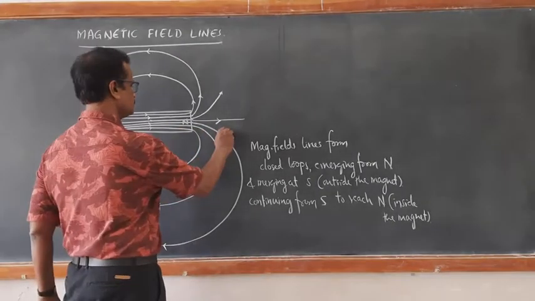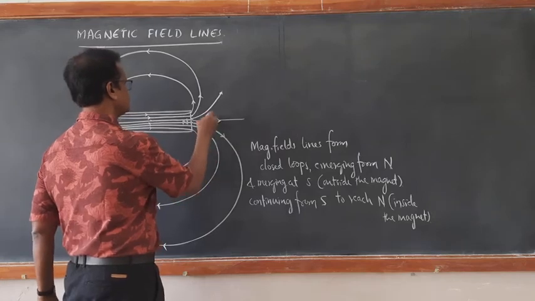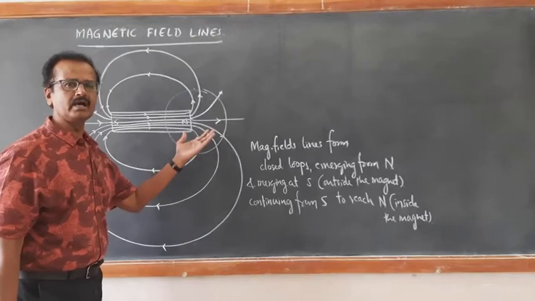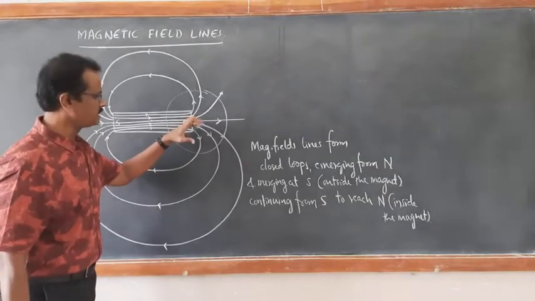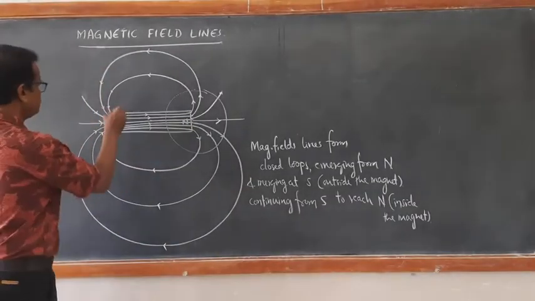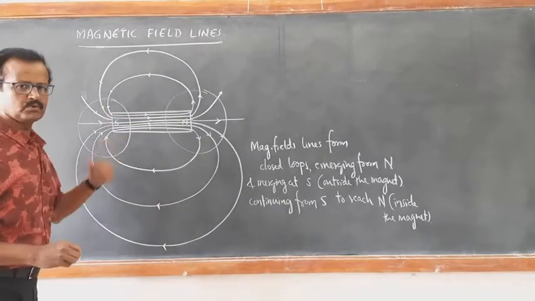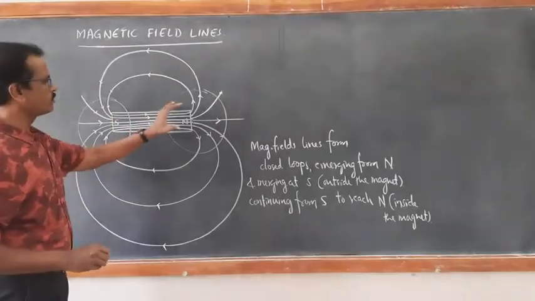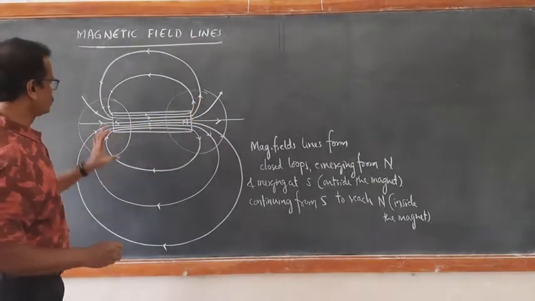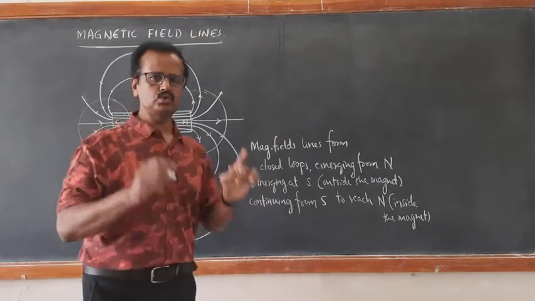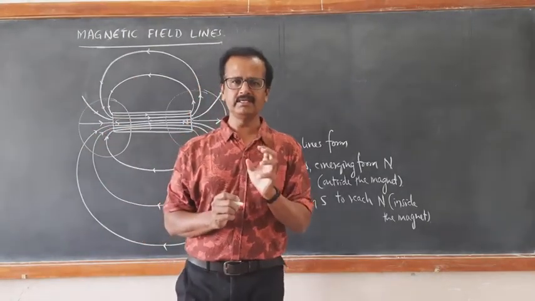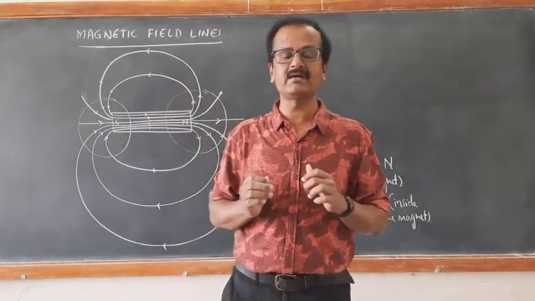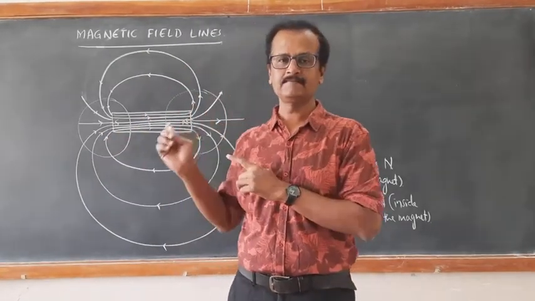Look at this. This is the north pole. You can see here there is maximum crowding of field lines. Field lines are very close. Similarly, there is maximum crowding at the south pole also. More and more field lines are entering here, and more field lines are emerging here. So each magnet has two poles. A pole is the end of the magnet where the maximum strength of the magnetic field is observed.